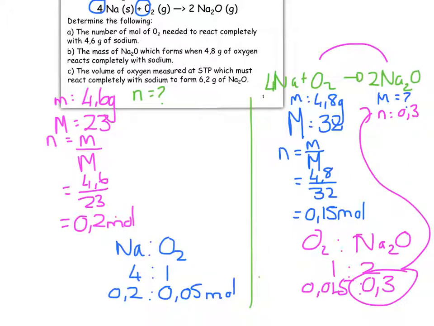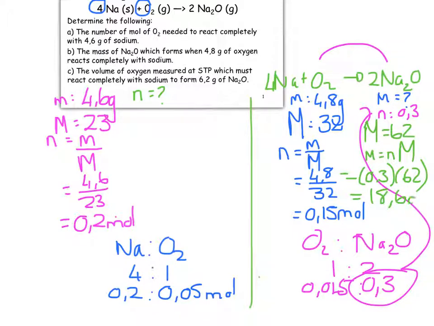And I say I would now like to know what is the mass that I have. First I need to know what is the molar mass of sodium oxide, and it is going to be 23 times 2 because of sodium, plus 16 because of the oxygen, and I get 62. Then mass is equal to number of moles times molar mass, 0,3 multiplied by 62, and I land up with 18,6 grams. It's the same routine every single time.